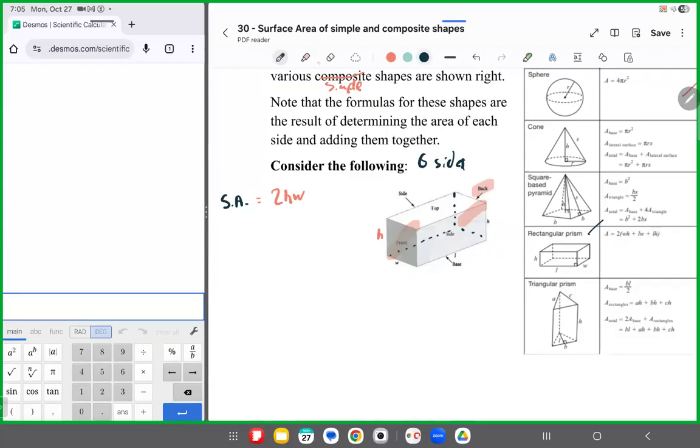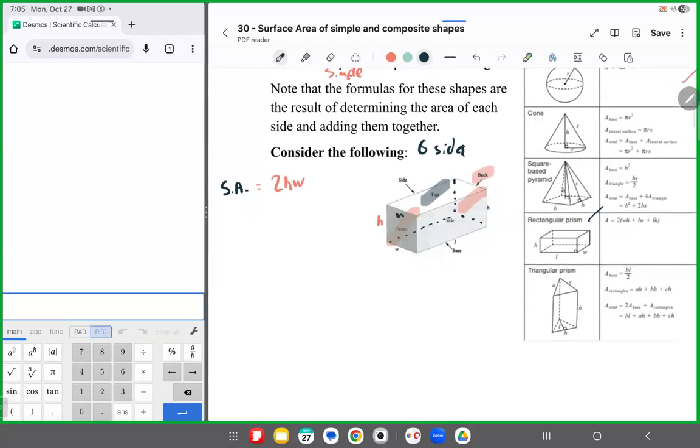Similarly, if we have a look at the top of this, the dimensions of the top have a width and a length. So we can add on the length times the width. But again, there are two of them. And using similar reasoning, if we're looking at the side of the shape, it has a length and height. And so we can add on the length times the height. And again, there are two of them.